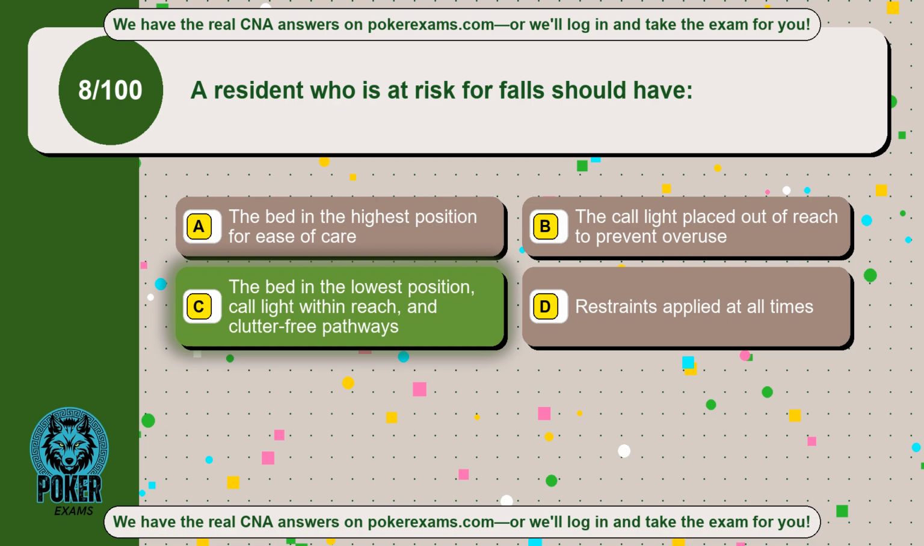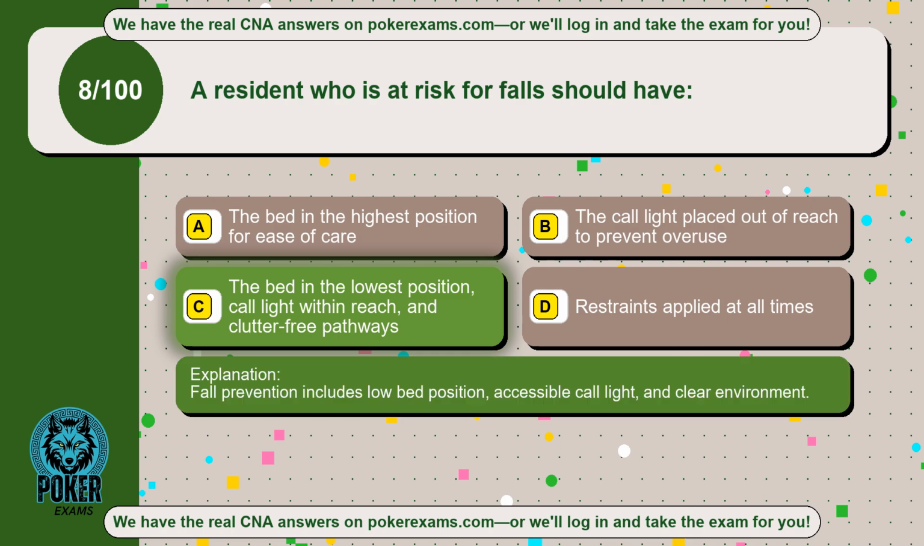The correct answer is option C. The bed in the lowest position, call light within reach, and clutter-free pathways. Fall prevention includes low bed position, accessible call light, and clear environment.